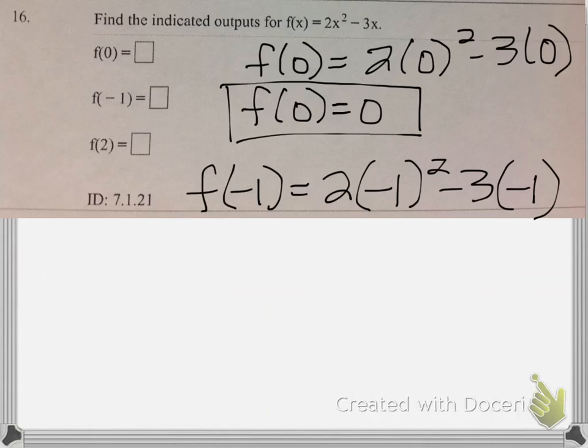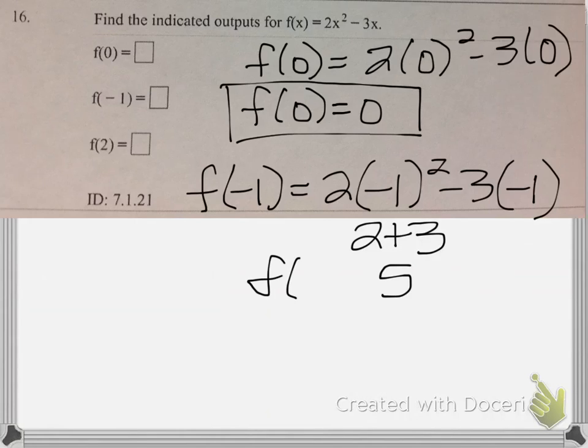So when we plug in -1, wherever we see our x, we have to do order of operations. So we have to square the -1 first. -1 times -1 is 1. 1 times 2, so this is going to be 2. And then negative 3, you can think of that as a minus 3 or a negative 3. I think it's easier to think of it as a negative 3. Negative 3 times negative 1. Positive 3. So it looks like we get 5.